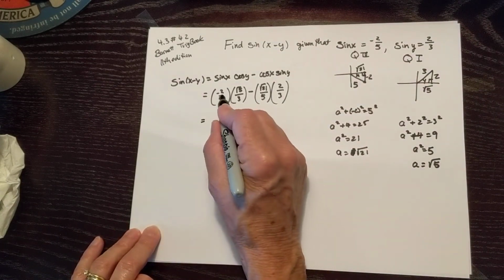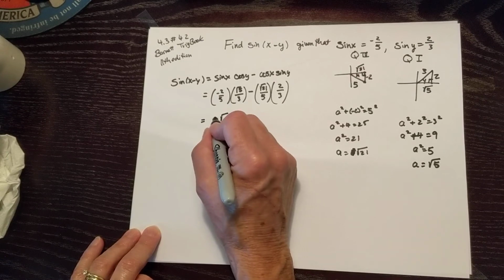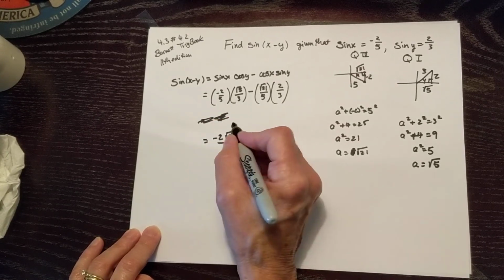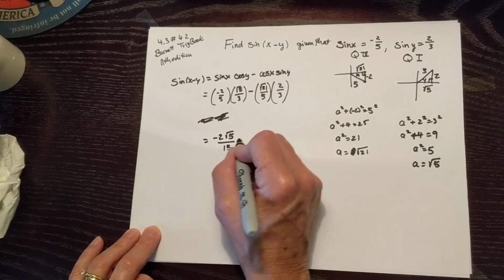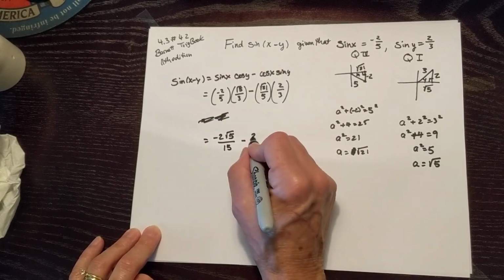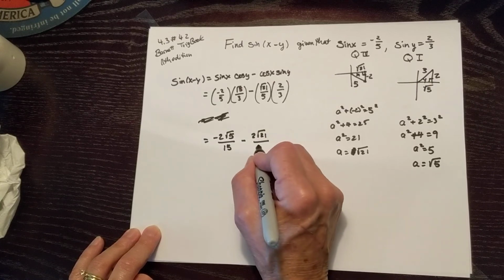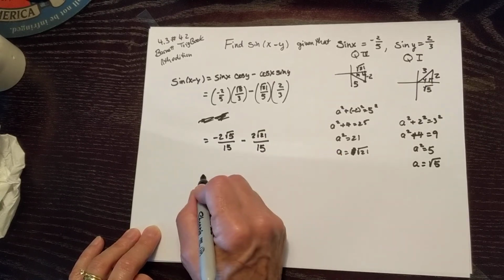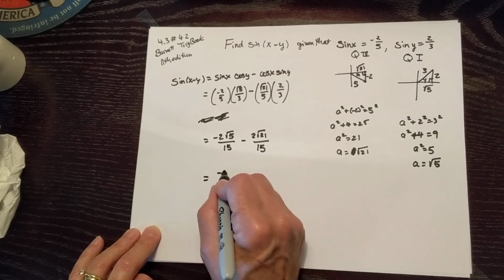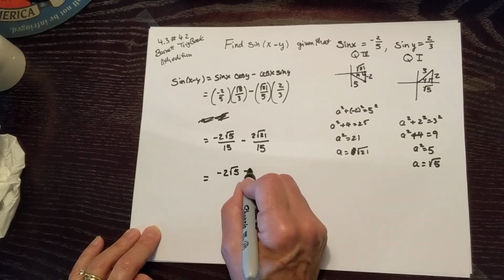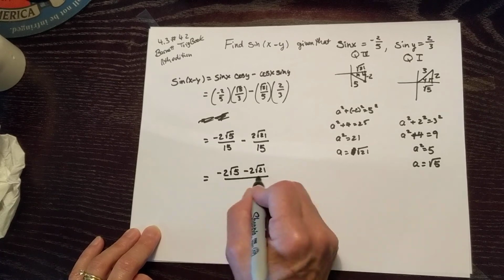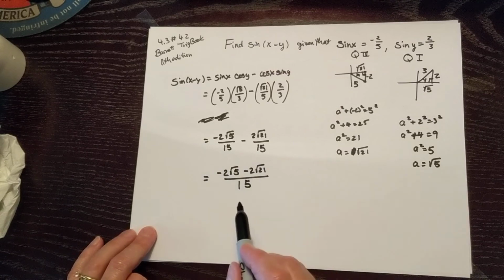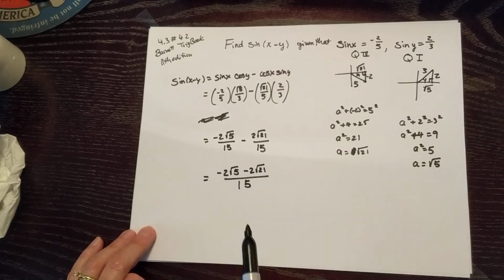Multiply the numerators together. Okay, let me start over. Negative 2 times the square root of 5 over 5 times 3 is 15. Minus 2 times the square root of 21 over 5 times 3 is 15. You could write this as one fraction or leave it like that. This is negative 2 square root of 5 minus 2 square root of 21 all over 15. This is as best as we can do because these are not like radicals and they won't combine.